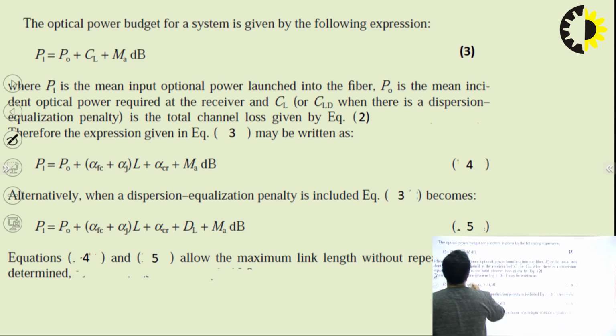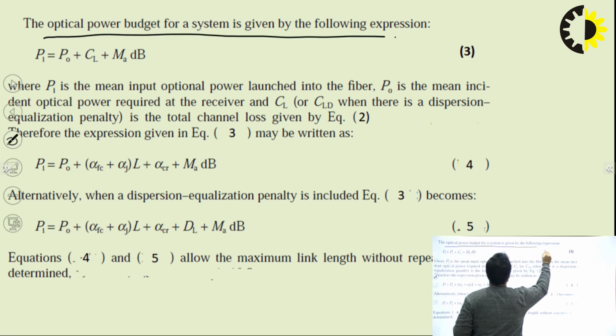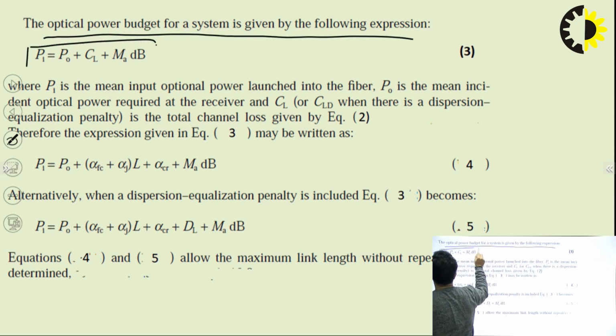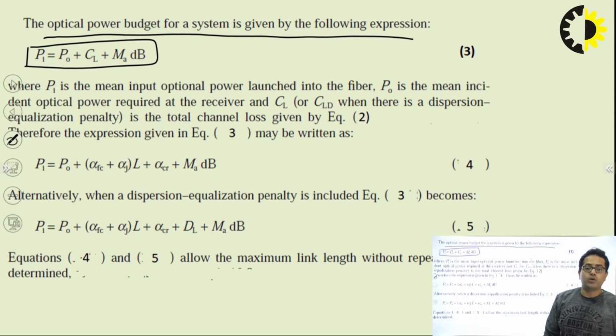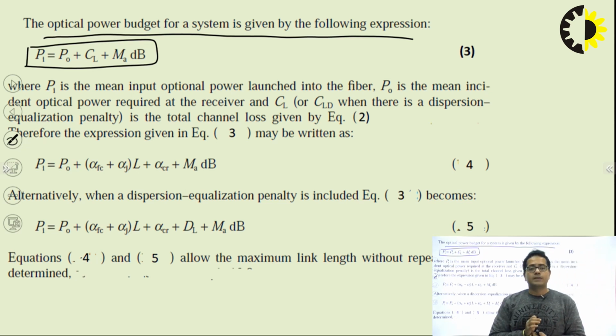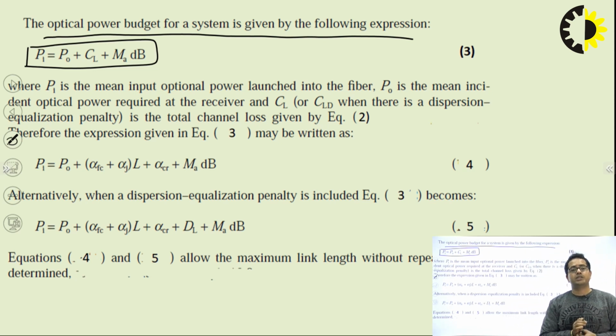Now the power budgeting of a system can be done by the expression Pi equals P0 plus CL plus MA. MA is the safety margin. Why are we using a safety margin? Because whatever instruments you are using for establishing an optical communication link, including sources, detectors, amplifiers, everything. You have to keep in mind that the sources as well as the detector are made up of some material, band gap semiconductors. So these materials also deteriorate as time progresses.